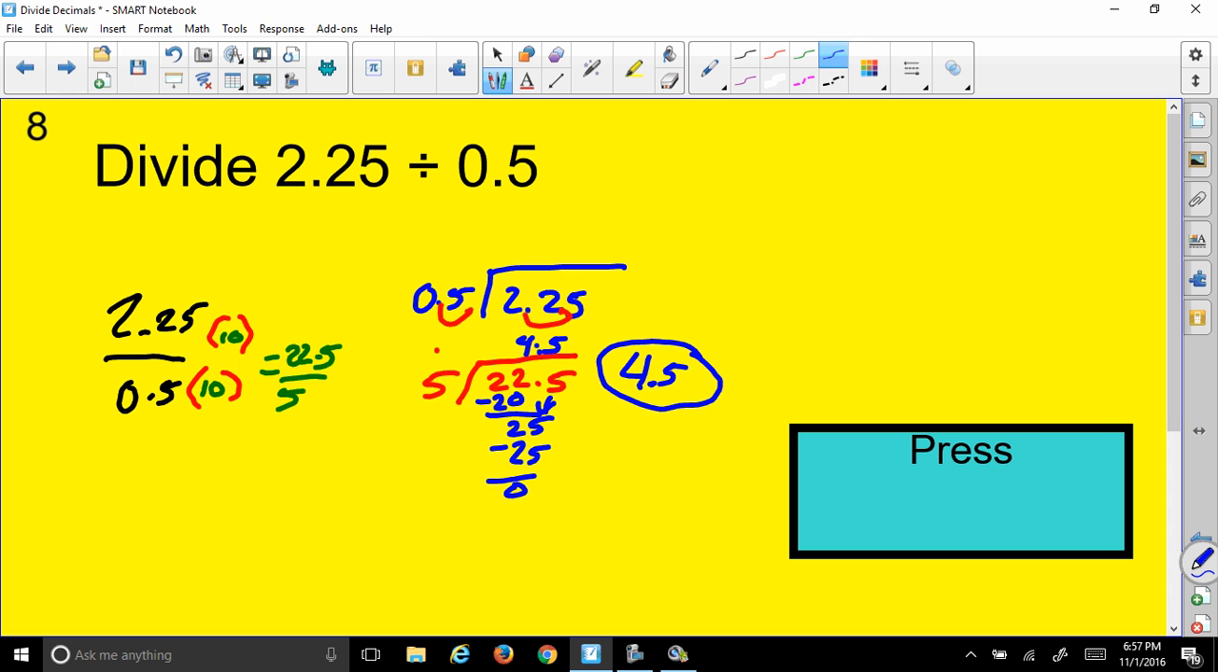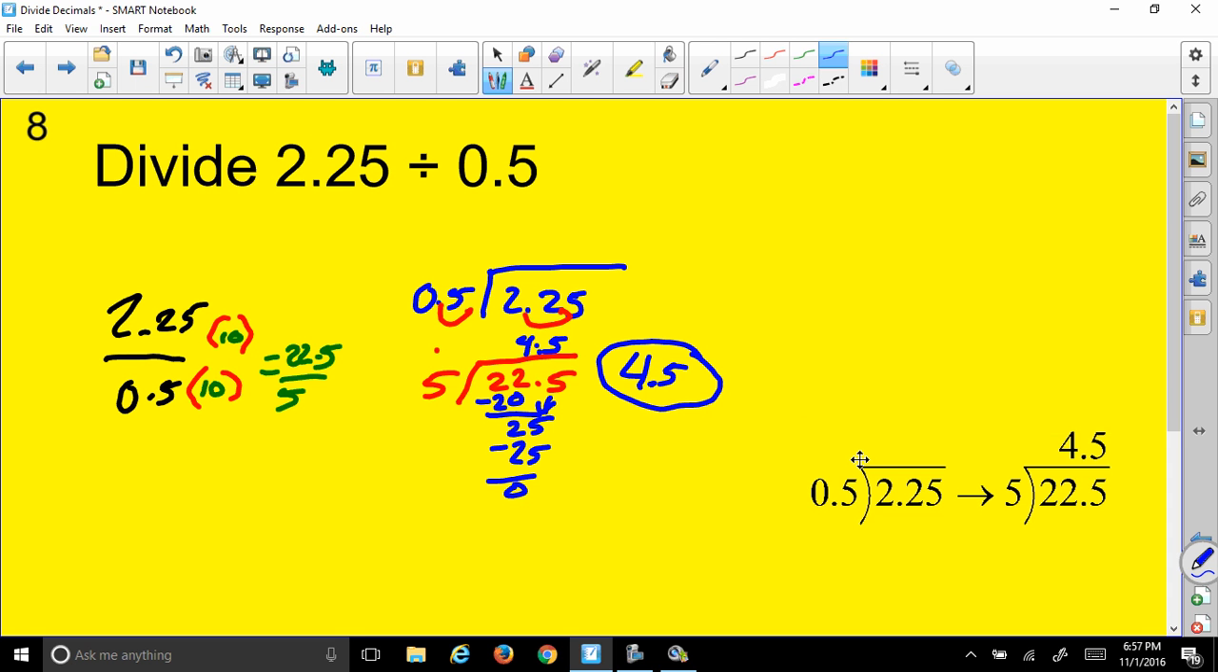So hopefully that'll check out for us. So again, the steps are moving the decimal point over to the end of the number to make it a whole number, because you're not allowed to divide by decimals. If you do that to the outside number, you got to do it to the inside number. That's why 5 is on the outside now. 22.5 is on the inside.